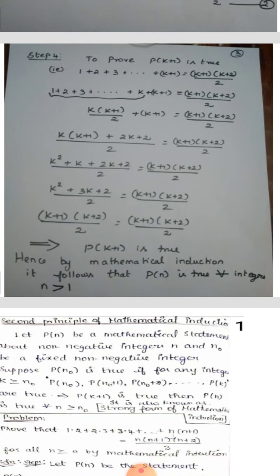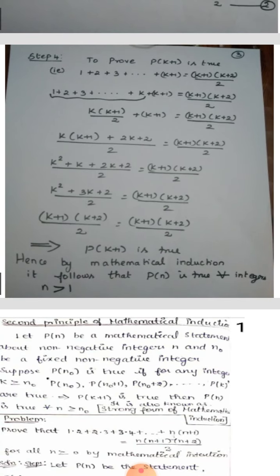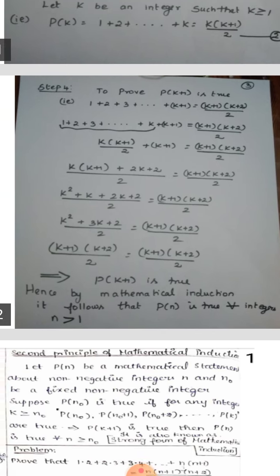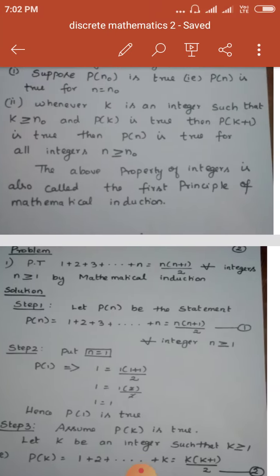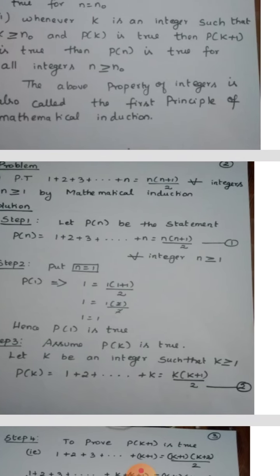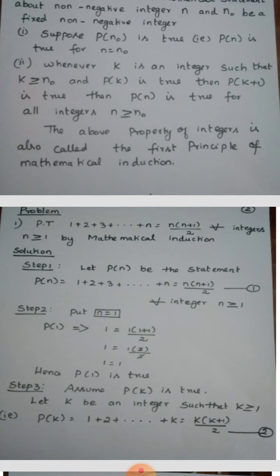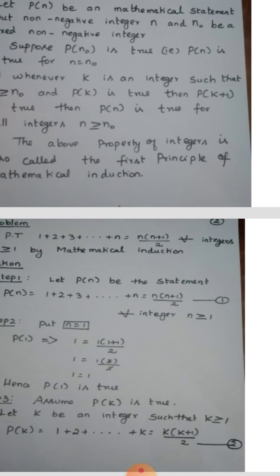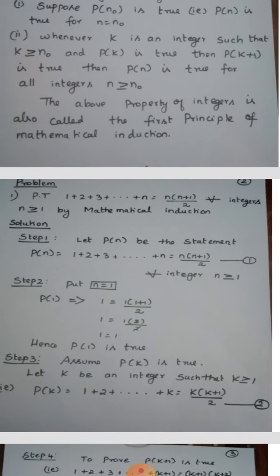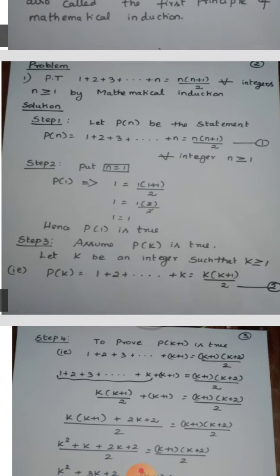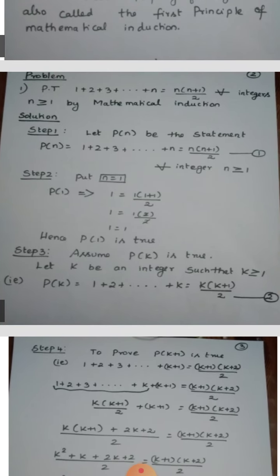Hence, by mathematical induction, it follows that P of n is true for all positive integers. That is a sum. Girls, clear? Step 1: you have to write the given statement as P of n and mark it as equation number 1. Step 2: you have to put n is equal to 1 and show P of 1 is true.